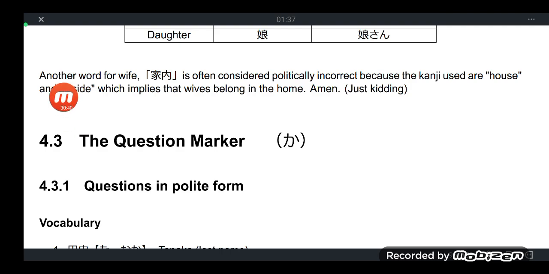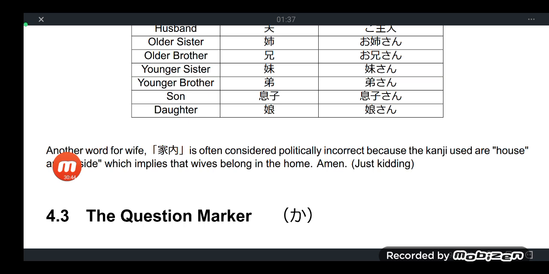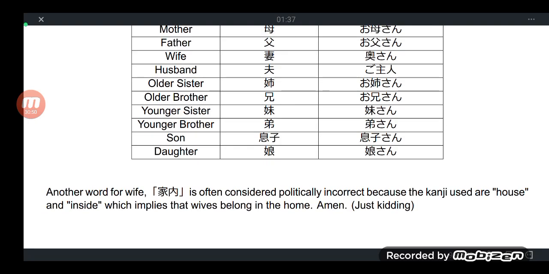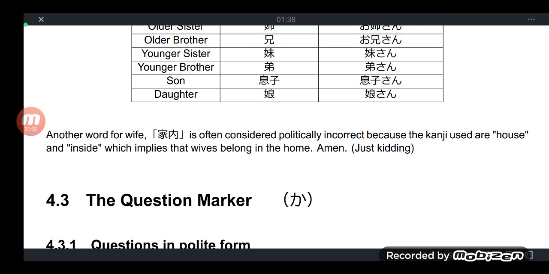Yeah, minasan, before we close this lesson, this word kanai. Another word for wife is kanai. So if you're referring to your own wife, you say tsuma. But if you're referring, let's say, to others' wife, say your friend's wife, okusan. Another word for wife other than tsuma and okusan is kanai.